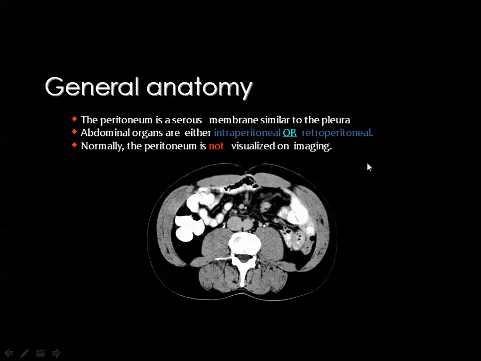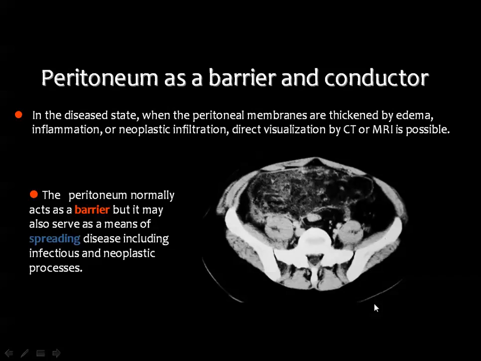Now you know that the peritoneum is a serous membrane which is similar to the pleura and the pericardium, and the abdominal organs are either intraperitoneal or retroperitoneal in location. It's important to know that the peritoneum and mesentery in most cases are not usually visualized in normal conditions. The peritoneum and the mesentery can be seen whenever there is some pathology which produces changes in the peritoneal or the mesenteric fat.